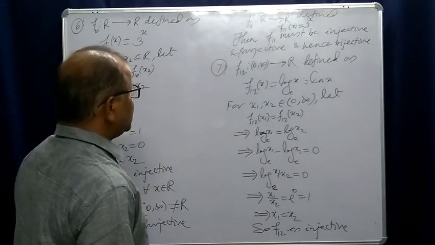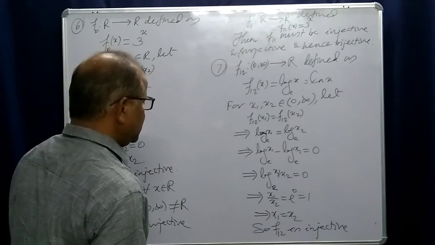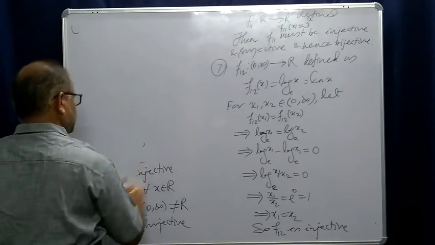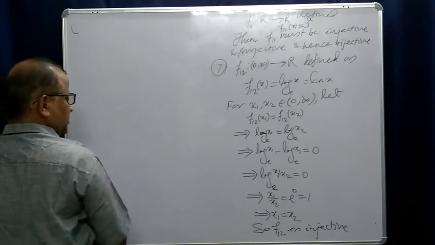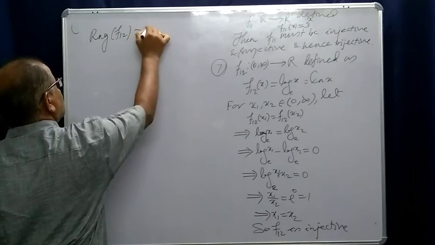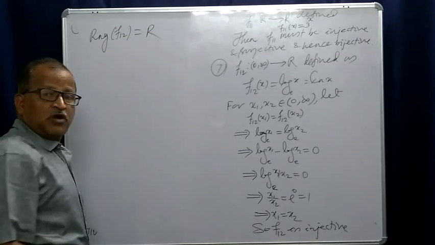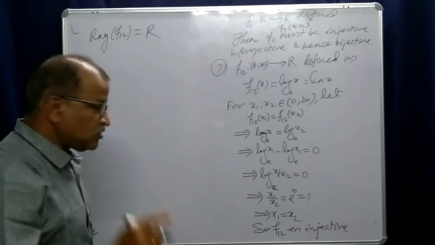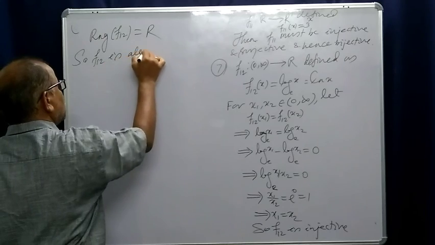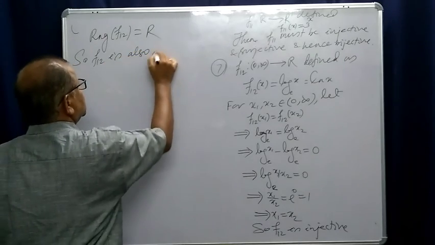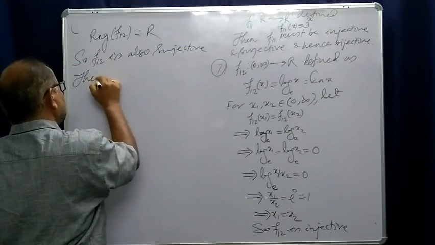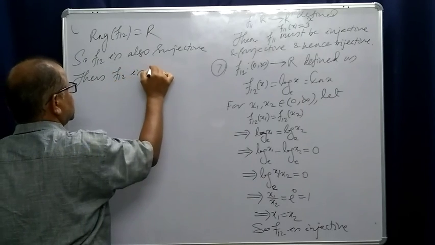Now, whether it is surjective or not: the range of f12 is the whole set of real numbers, which is equal to the codomain. So f12 is also surjective. Thus, f12 is bijective.